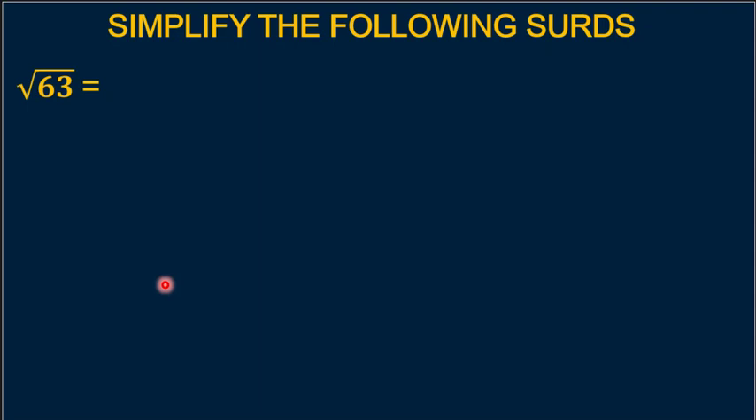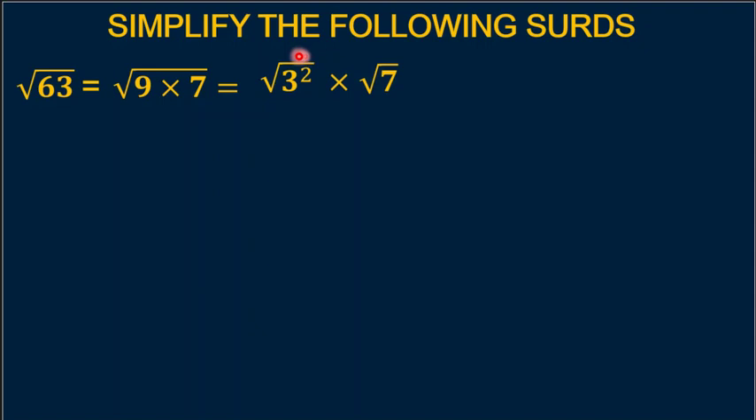And 63 is basically 9 times 7, right? Now if you look critically, you can see that 9 is a perfect square of 3. So 3 times 3 gives 9, which means we can rewrite this whole expression as this. We just separate them all under a square root. 9 becomes 3 squared under a square root, and then times 7 also under its square root.